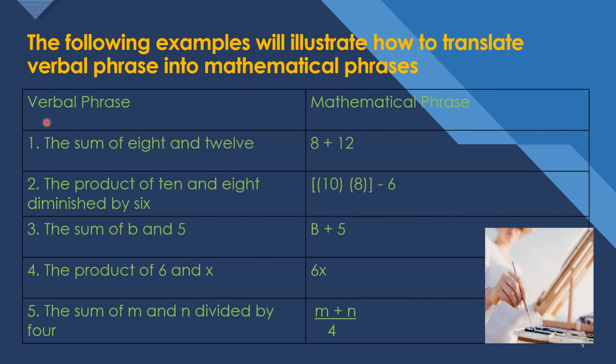Okay, so we have the verbal phrase here and the mathematical phrase. The sum of 8 and 12. So we have 8 plus 12. The product of 10 and 8 diminished by 6. So we have here the product 10 times 8 minus 6. That's because of the word diminished, it's minus. The sum of b and 5. So that means b plus 5. The product of 6 and x. That means 6x. And the sum of m and n divided by 4. So we have m plus n over 4.